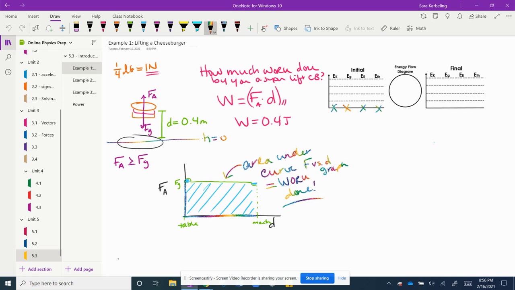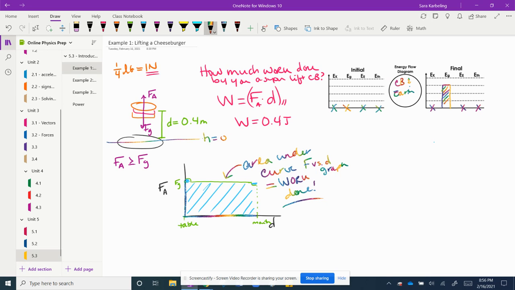What? Okay, but now let's look for a second. What was my system? My system is the cheeseburger, I'll write that as CB, and maybe the earth. At the end, do I have any energy? Well, it's not moving, so there's no kinetic energy. There's no elastic energy. There's no thermal energy. But I've lifted it up, haven't I? Sure have. So there's some gravitational potential energy there.